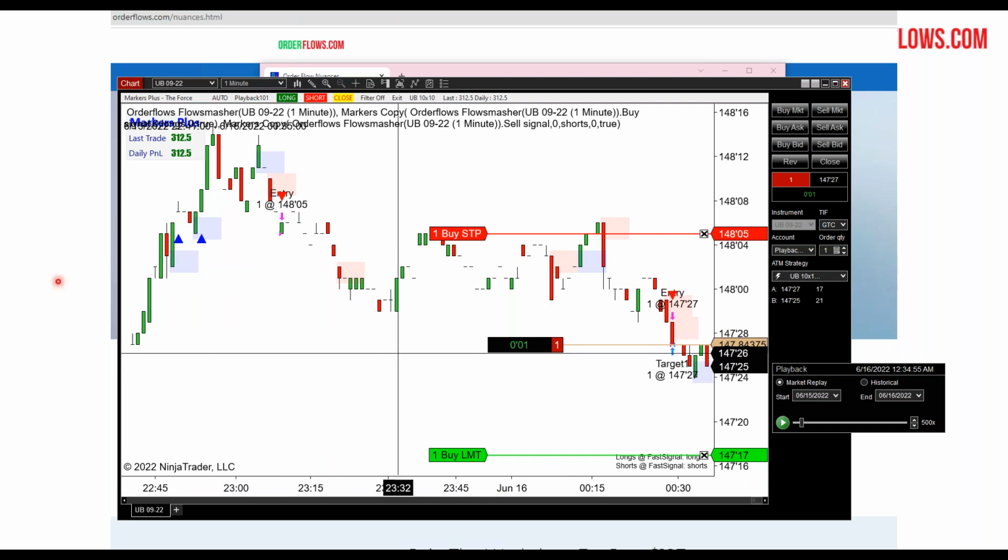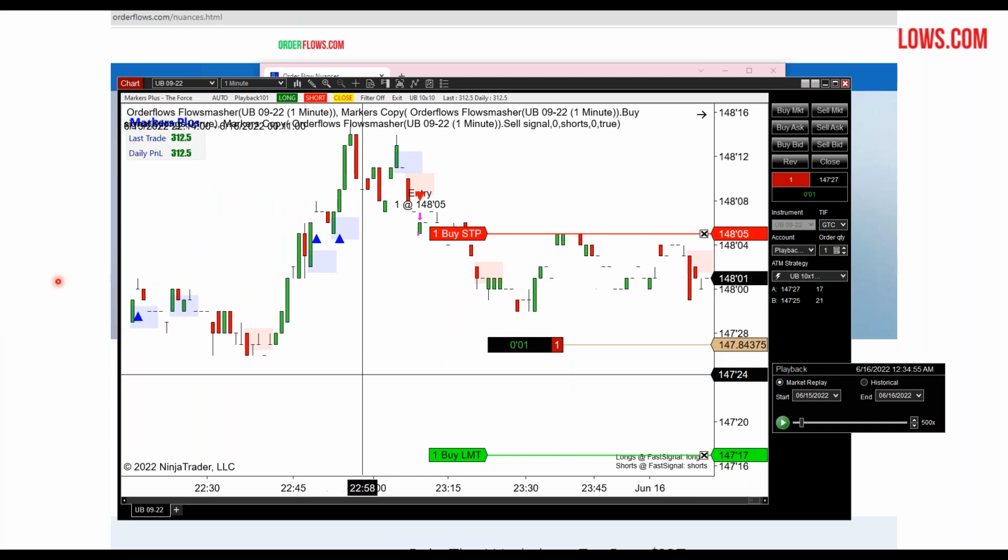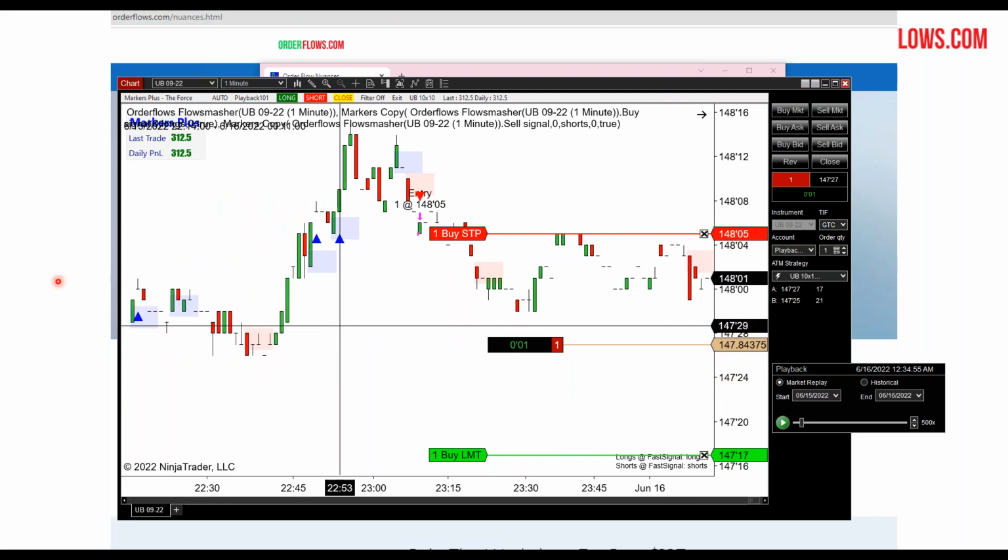I have it on a footprint. I have it on a normal bar chart. Just showing where they appear.